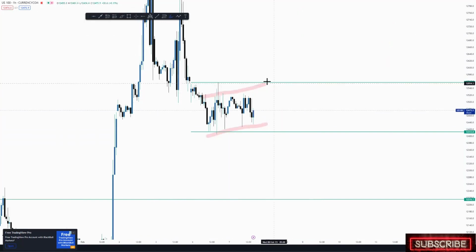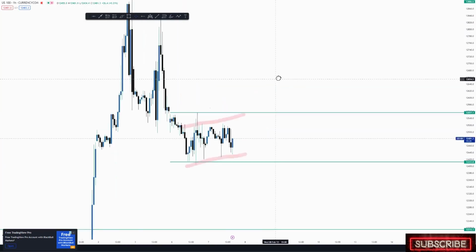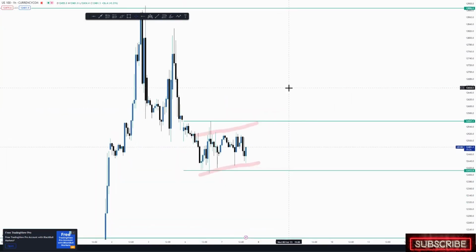Maybe a touch there and a rejection, then that's what's gonna tell us that the market will sell or go to the downside. So drop those comments down: what do you think is gonna happen on NAS100? For me, I'm looking more at the probability that the market could sell, a short-term buy, long-term sell.